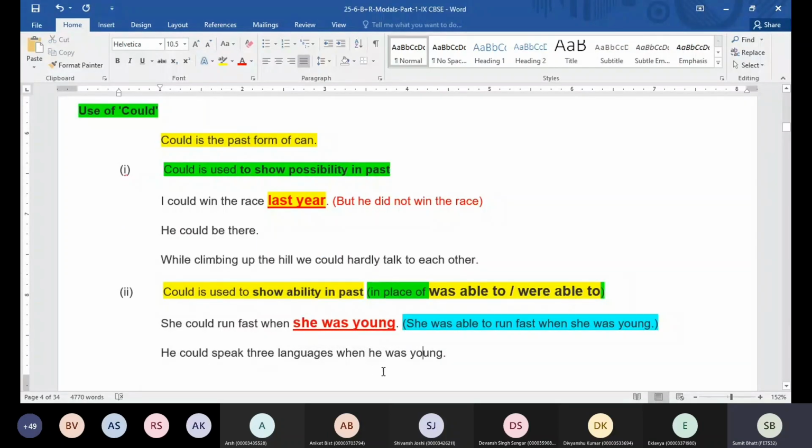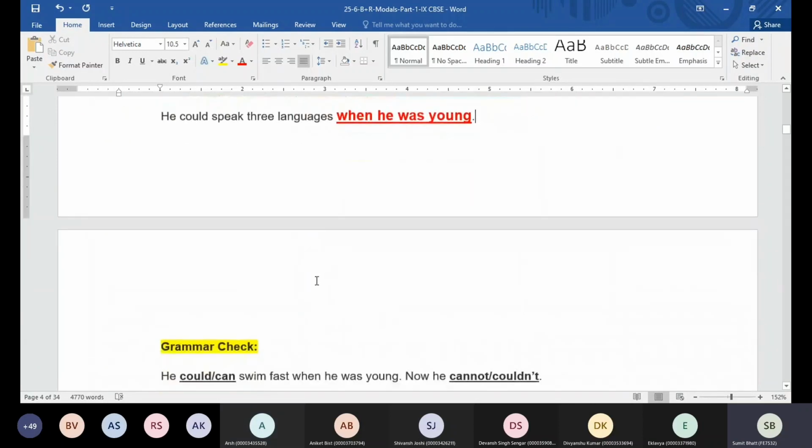Like, he could speak 3 languages. When he was young. That means we are referring to somewhere in the past time. When he was young. Okay, so suppose you get a sentence like this.